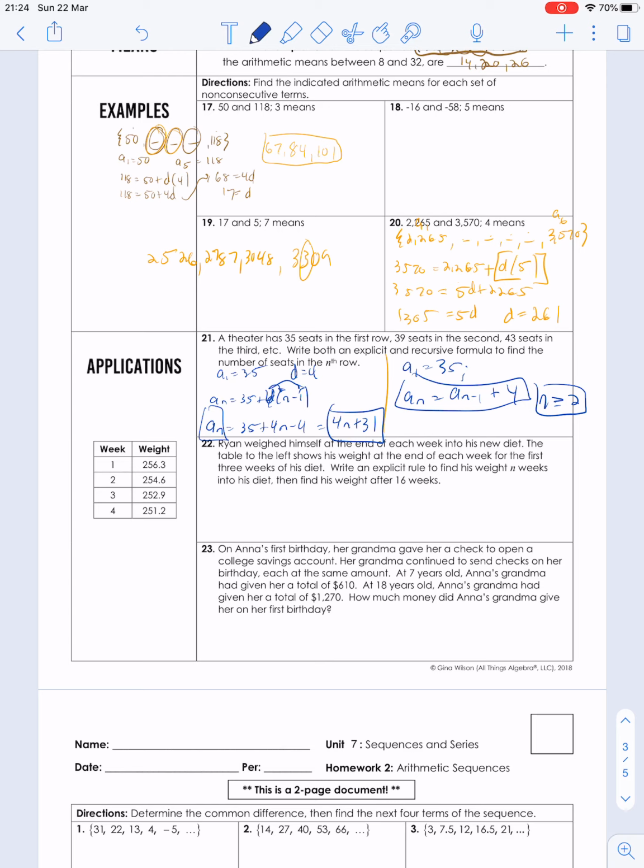Okay, 22. Ryan weighed himself at the end of each week into his new diet. He weighed at first week 256.3 pounds. Woo! Yeah, Ryan. Yeah, you need a diet, I think. Depends how tall he was. Maybe he was 7'8". Who knows?